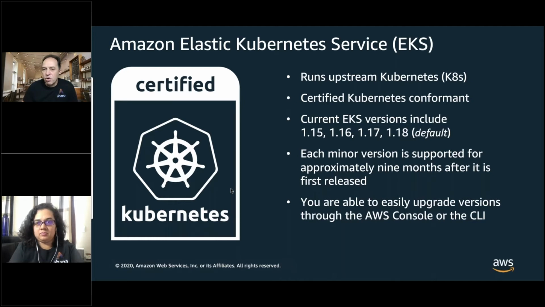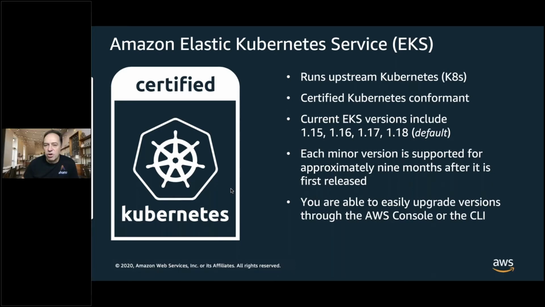Currently, EKS offers 4 versions: 1.15, 1.16, 1.17, and 1.18. And 1.18 is our default version. So if you decide to spin up a new Kubernetes EKS cluster today on Amazon, you'll get 1.18, which is also the version that Ahana Cloud is running on. AWS supports each minor version, 1.15, 1.16, 1.17, 1.18, for approximately 9 months after its first release, so you have time to upgrade. You are able to automatically upgrade through the console or through the CLI when a new version becomes available. But if you're using Ahana Cloud, they'll take care of all that for you, so you don't have to worry about it.